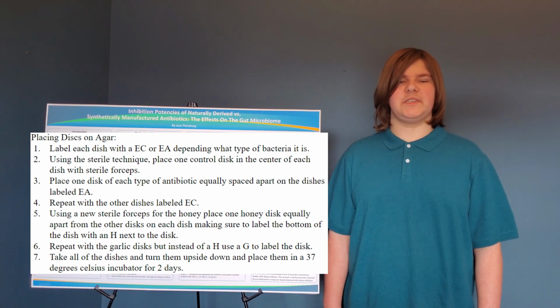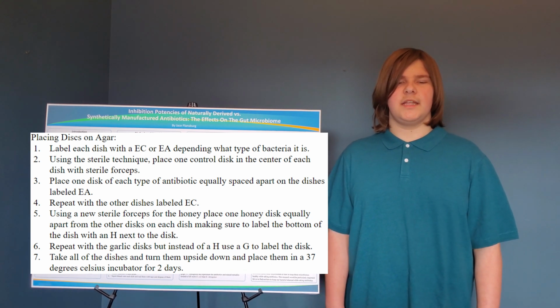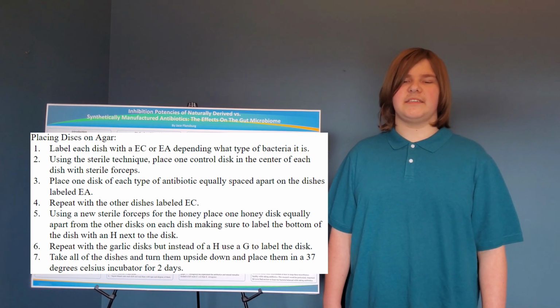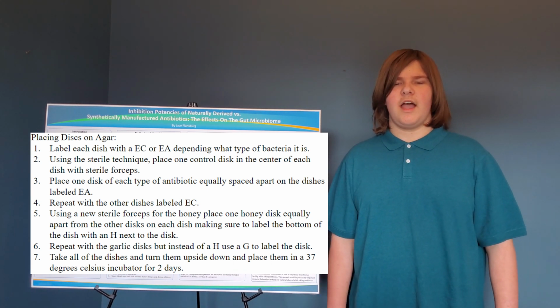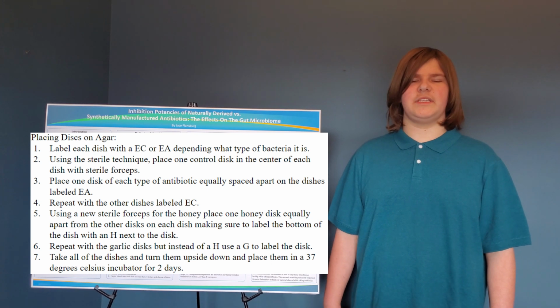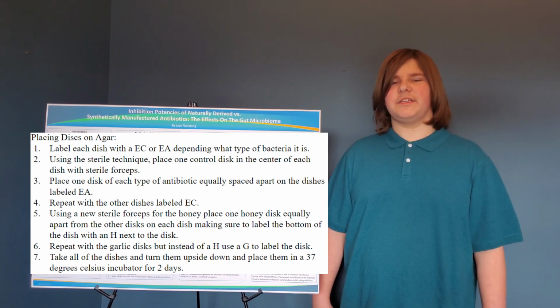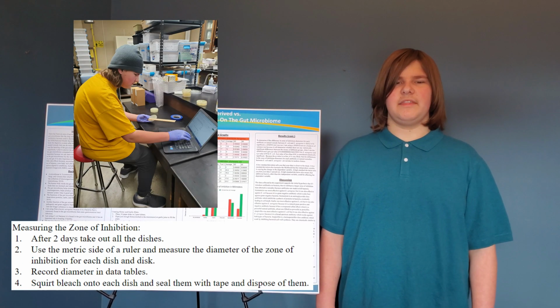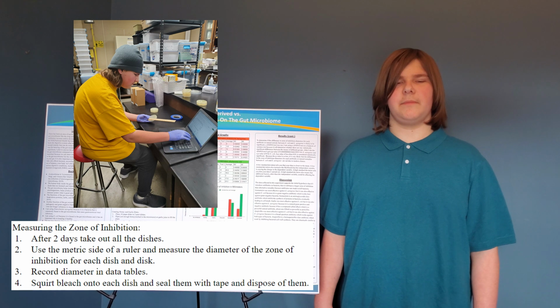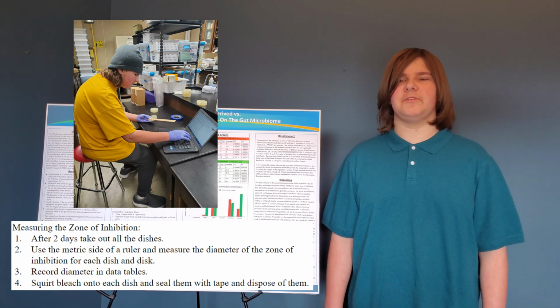Using sterile forceps each time and using sterile technique, I placed 1 blank control disc and a single disc of each antibiotic type and natural remedy onto each of the 10 petri dishes. I made sure the discs were equally spaced and labeled. I let the dishes sit upside down in a 37 degrees Celsius incubator for 2 days. I then measured the zone of inhibition using the metric side of a ruler. I measured the diameter of inhibition for each disc and recorded the results in my data tables.